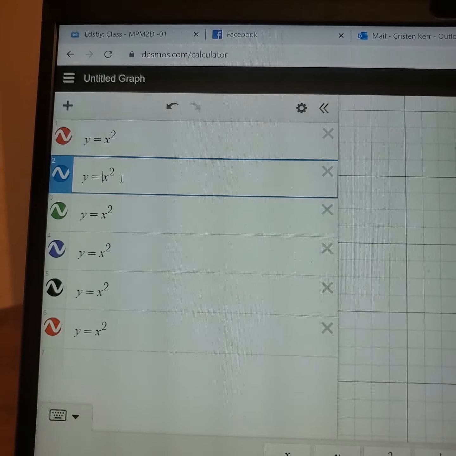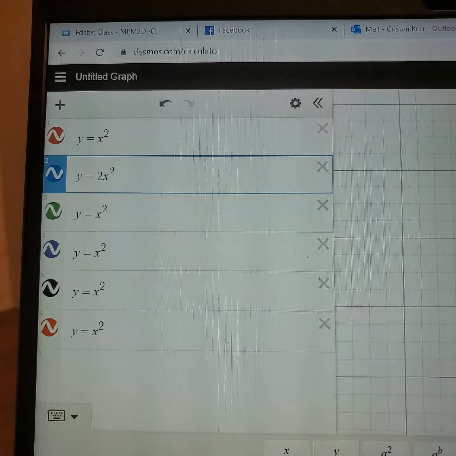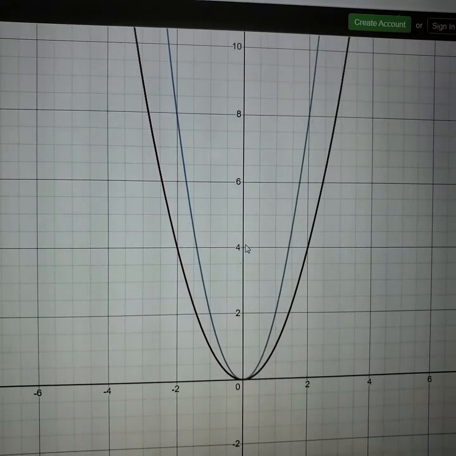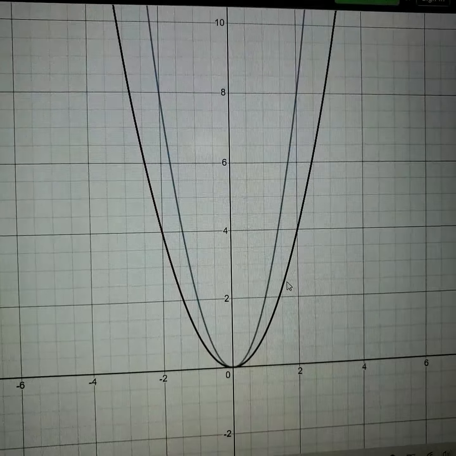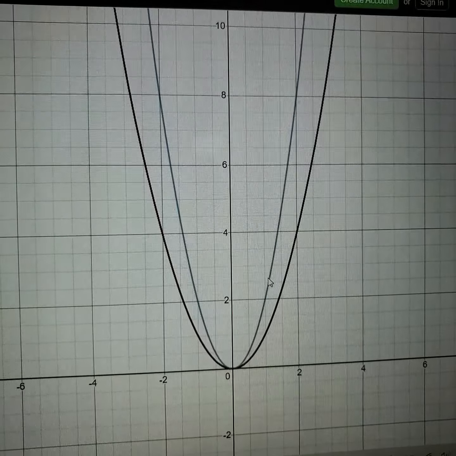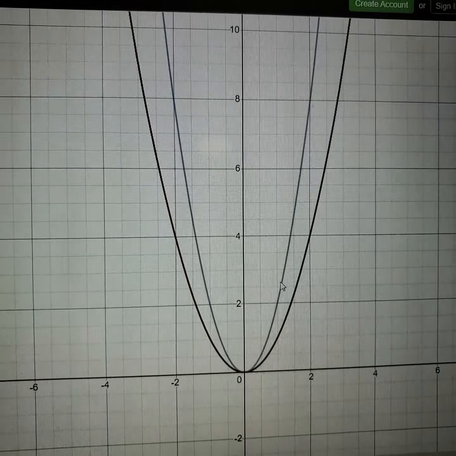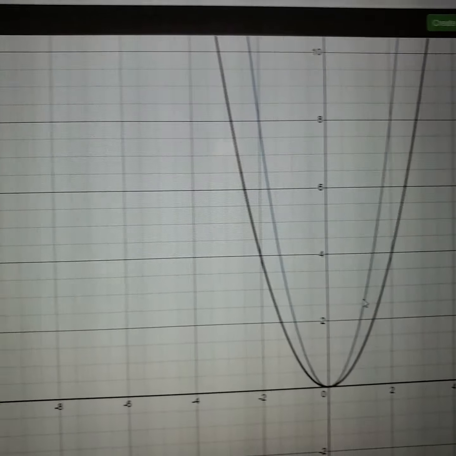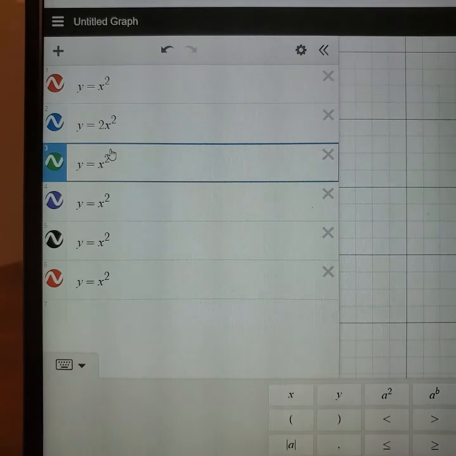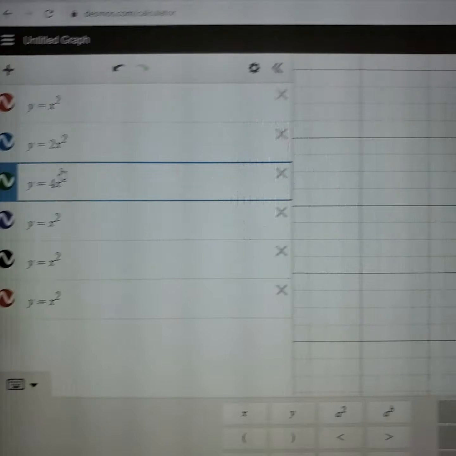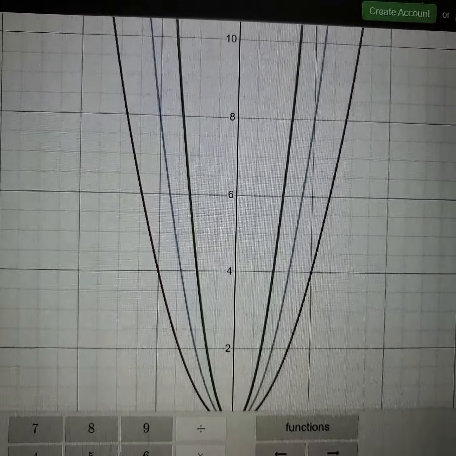Now let's go over here, and I actually want to look at the graph of y equals 2x squared. And you'll notice if we go back to our diagram on Desmos, our original graph, y equals x squared, is in red, and y equals 2x squared is in blue. I want you to just look to see what kind of impact that had. Now I'll come back over here, and for my third graph in green, I'd like Desmos to graph y equals 4x squared.